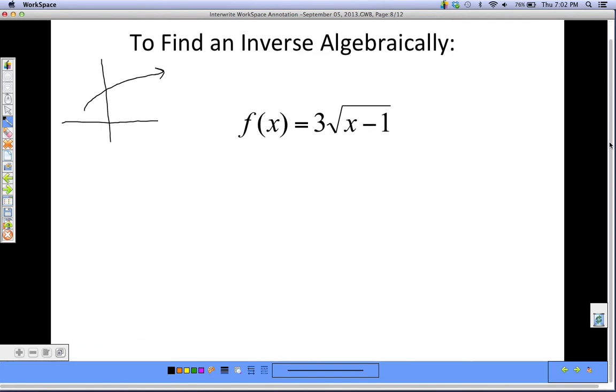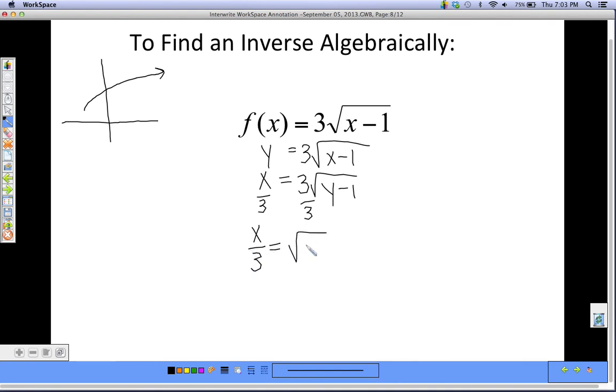Next, we want to replace our f of x with y. So we have y equals 3 times the square root of x minus 1. Now we switch x and y. So x equals 3 square root of y minus 1. Okay, we've got to isolate that square root. So we've got to get rid of the 3. So we divide. So we have x over 3 equals the square root of y minus 1.